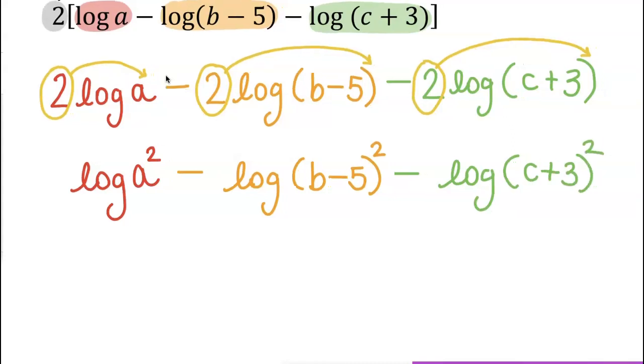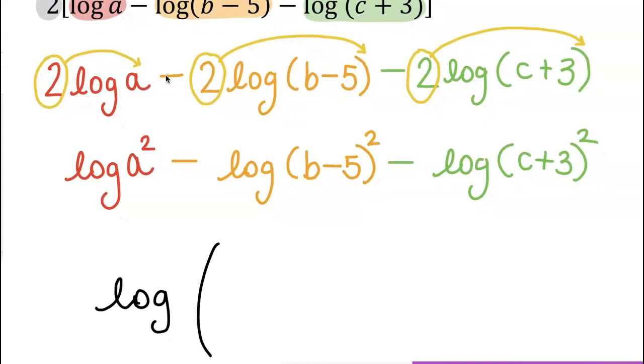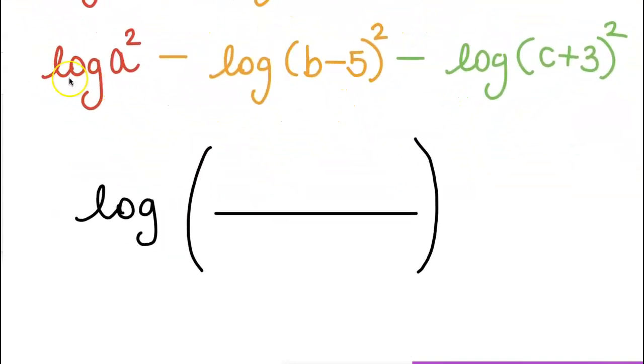Now we are going to put these 3 things in a single fraction. So you will write down log and put a fraction bar. Some things will go on top, some things will go in the bottom, and that depends on the sign, what kind of sign they have. Look at the first one, log A squared. This is a positive term, right? So we're going to put A squared on top of the fraction.